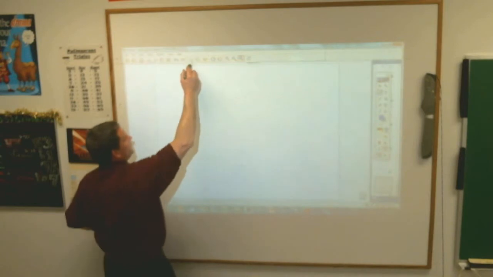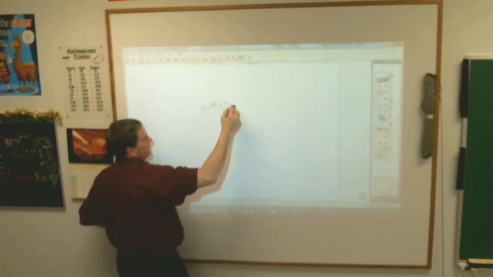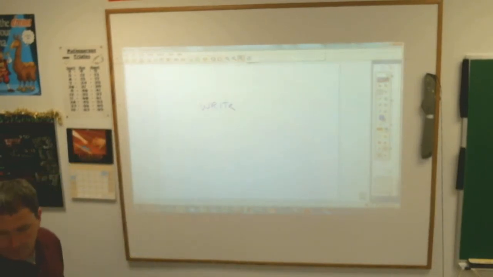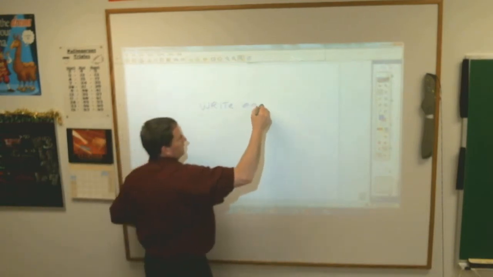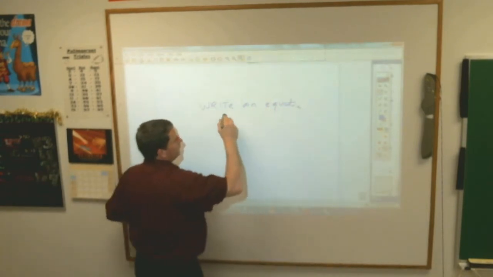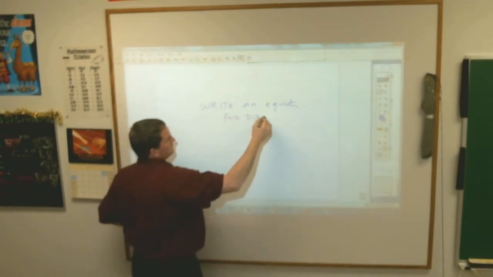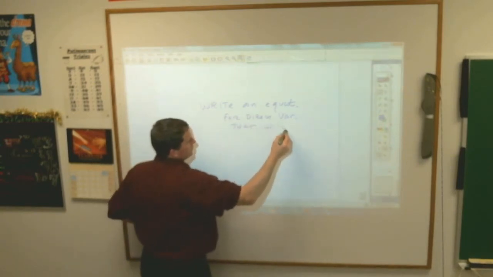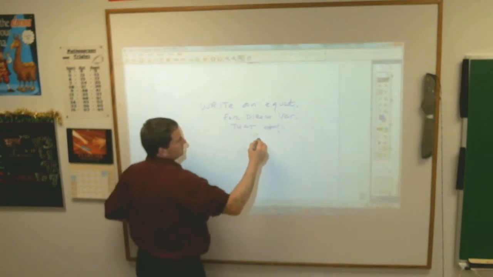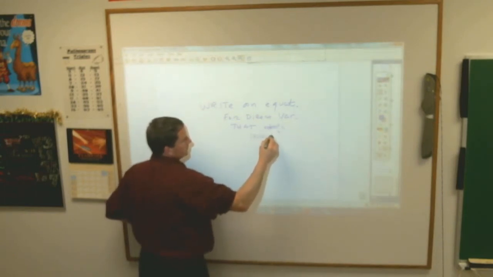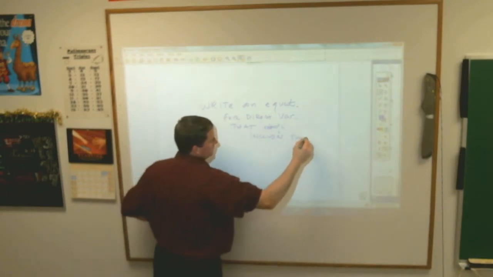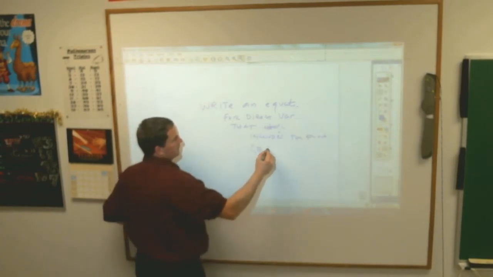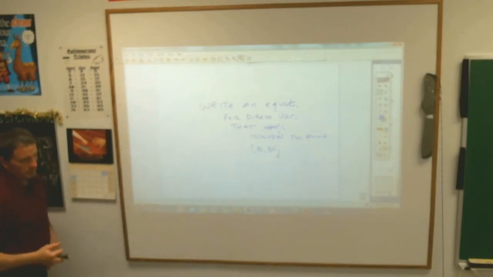So here, let's do something from the book. Write an equation for direct variation that includes the point. Let's say 5, 30. Okay.